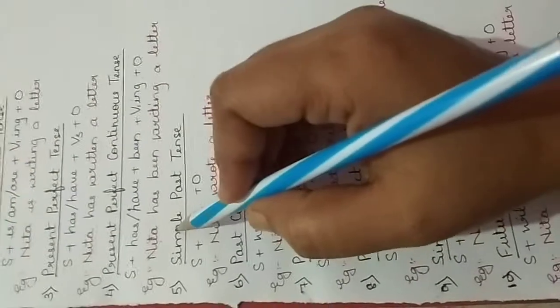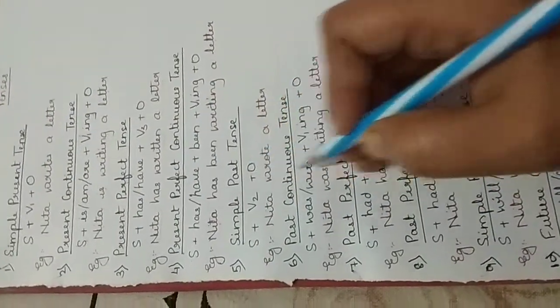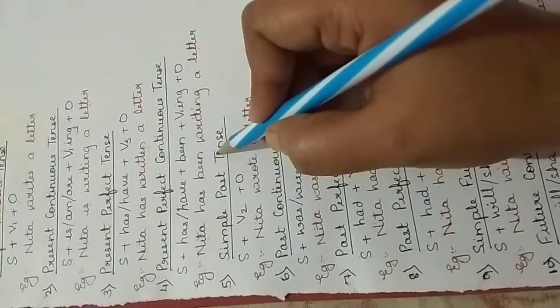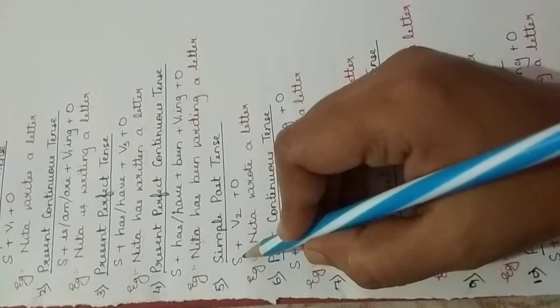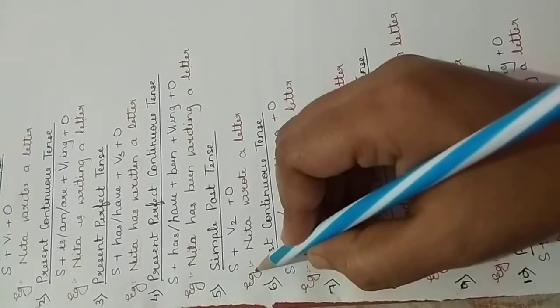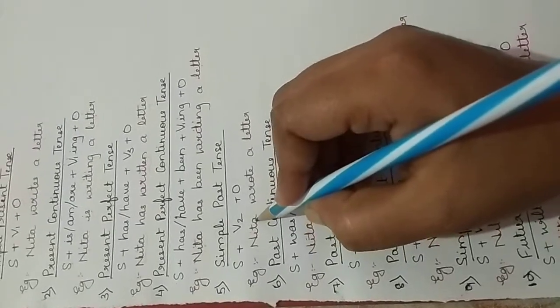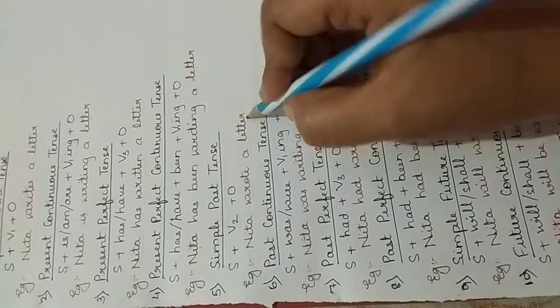In the same way as the present tense formulas, there are past tense formulas. The first is simple past tense. In present we used the v1 form; in the same way in past, it is subject plus v2 plus object. The example is Neeta, the v2 form of write is wrote, and the object is a letter.